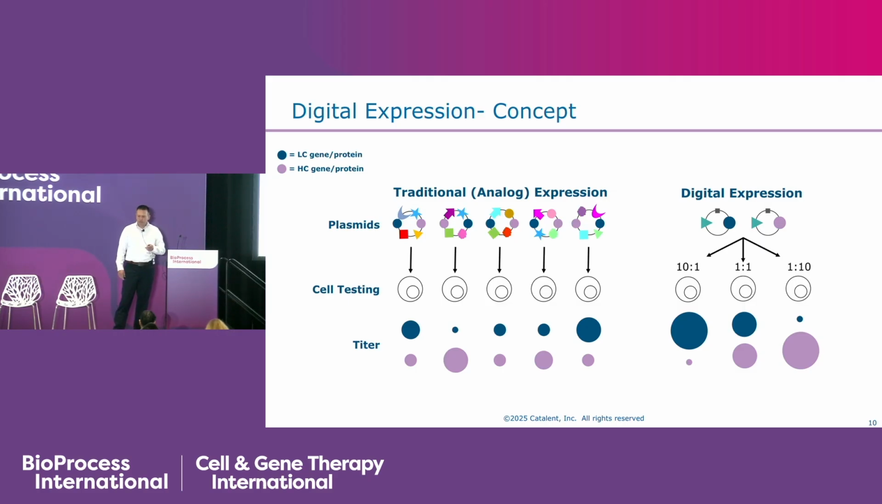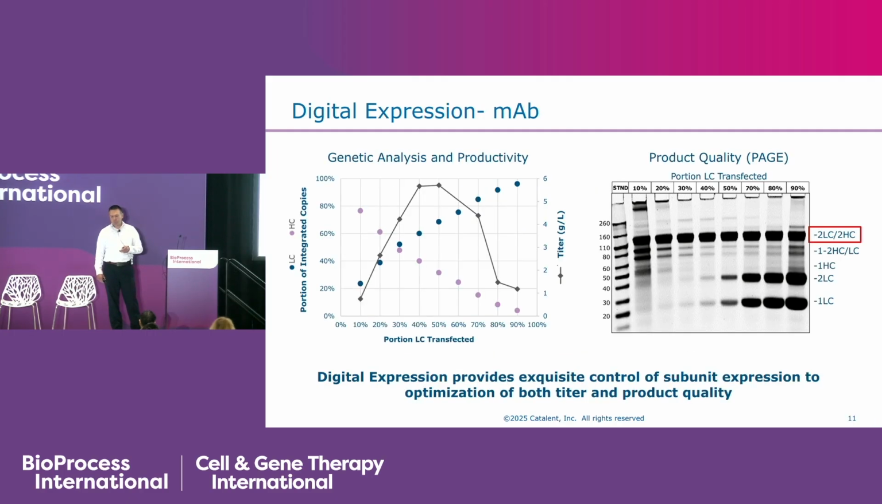So I'll walk through some examples of how we use this concept to really get as good a product quality and titer out of the pools before we go into the cloning stage. So we like to do a lot of our initial characterization of the pools. So here's a bit of a busy graph here on the left. So what we did for this experiment, this is a simple mAb example.